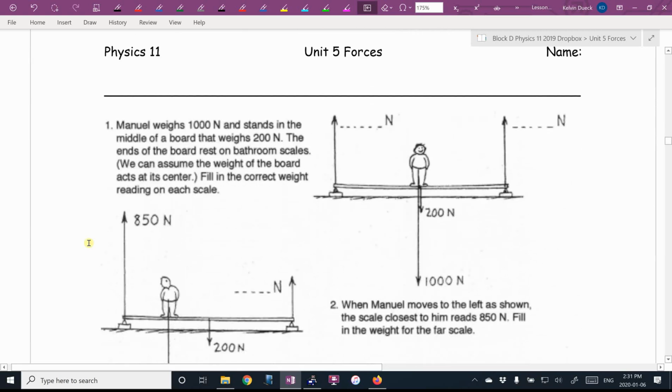Newton's first is really handy. You don't yet realize how useful Newton's first law is. We're going to use it time and time and time again to figure out if we're missing any forces. I'll show you what I mean. This first example says this. Manuel weighs 1,000 newtons and stands in the middle of a board that weighs 200 newtons. These are weights, not masses, so that's the force of gravity.